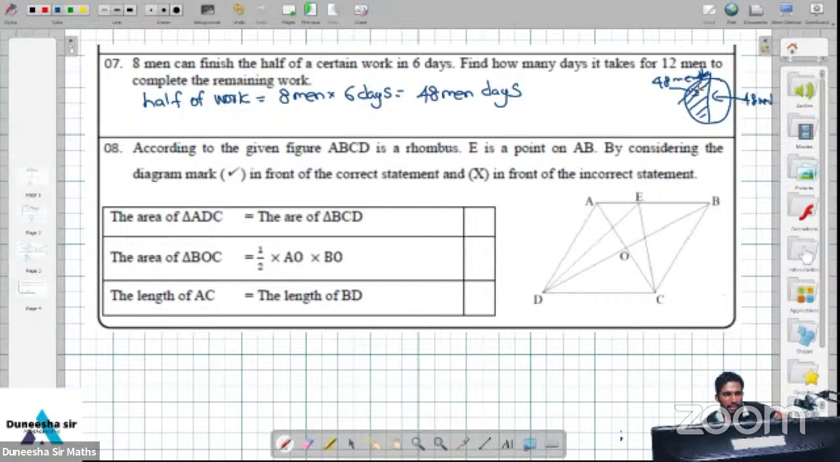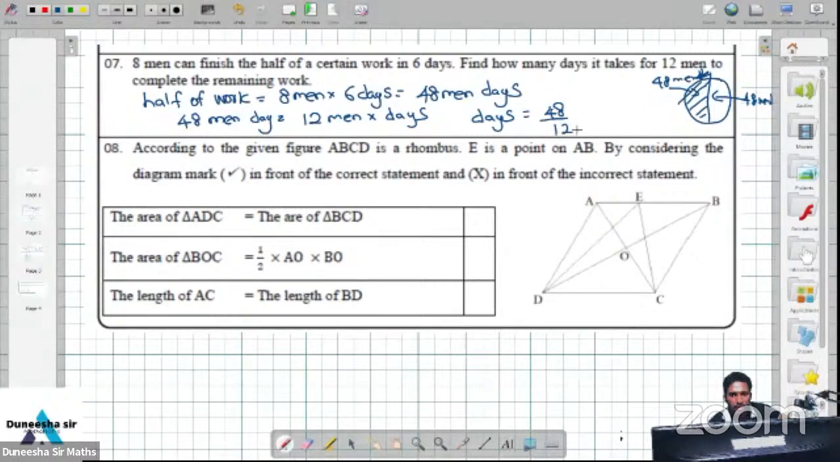How many men do the remaining work? 48 men-days of work by 12 men multiplied by days. Then you have to find the days: 48 divided by 12. How many days is it? 4 days. Okay.